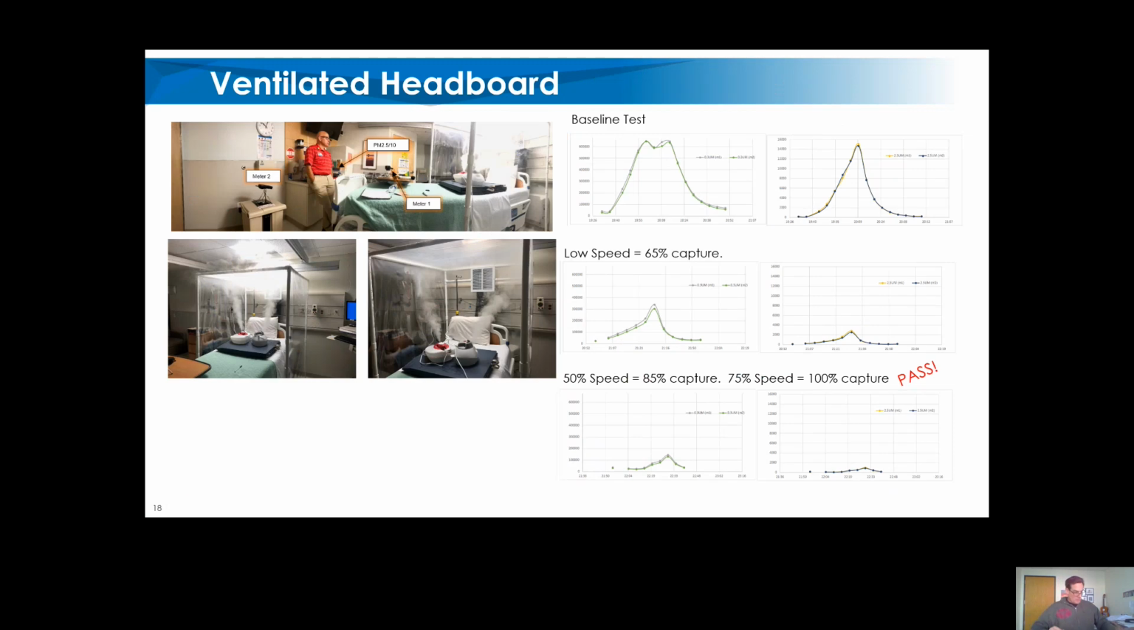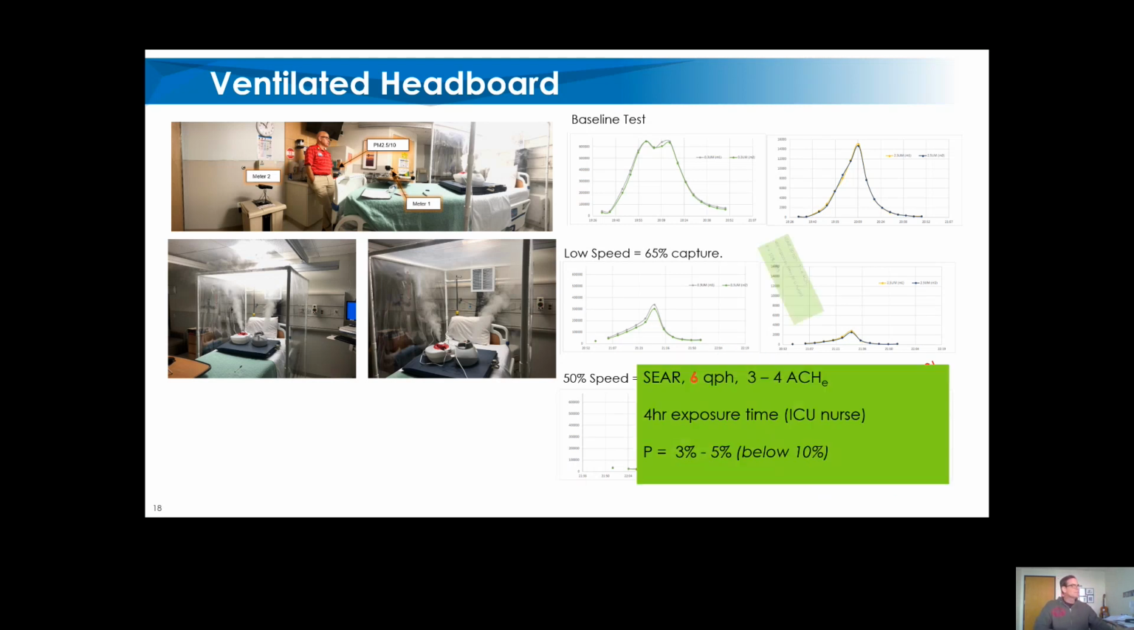So then we took that show on the road. This is a patient room with a headboard and a HEPA filter. And the contaminant, again, is salt water in a residential humidifier. In this case, at 75% speed, this thing captures 100% of the contaminants. So we're cleaning the room faster than we can contaminate the room. Even at 50% speed, we saw an 85% capture rate.